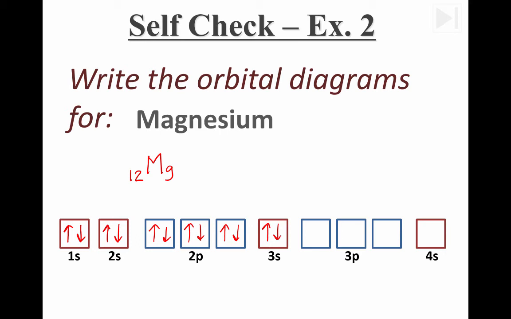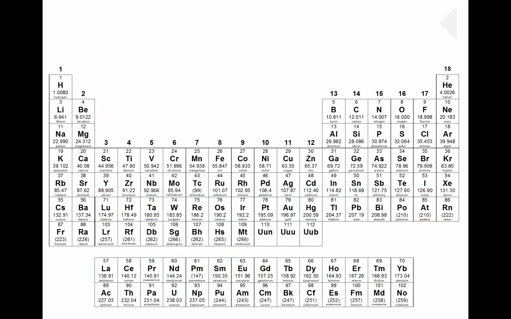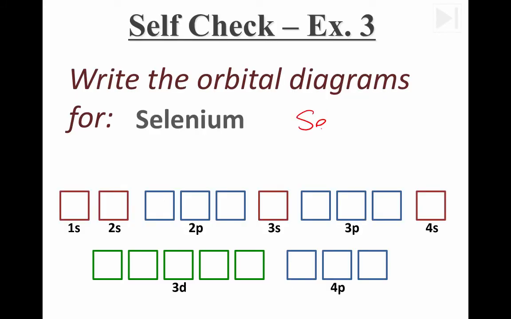Let's try one more of these orbital diagrams. This one's a little longer. This is the orbital diagram for an element called selenium. Selenium is element number 34 on the periodic table. That's a lot of electrons. Let's not complain though. At least I didn't ask you for rutherfordium. So let's fill in some electrons for selenium. We're going to need 34 arrows.